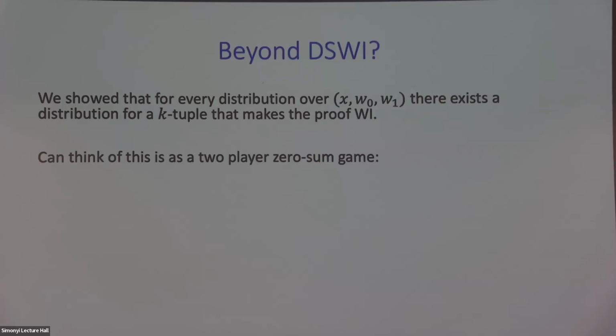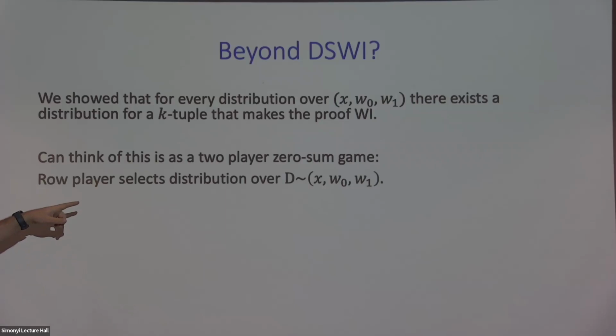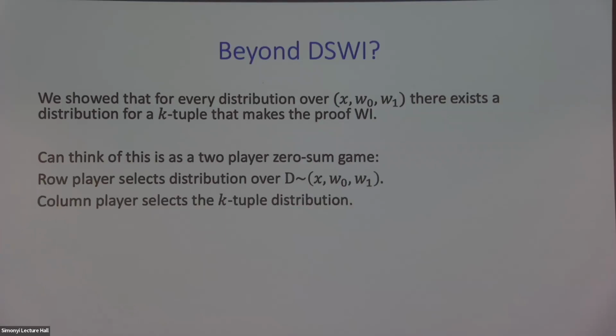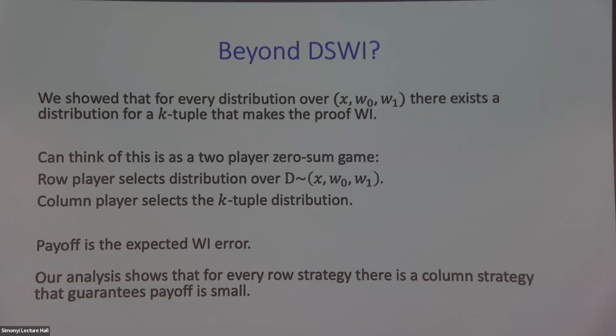What do I mean? Think of it as follows. There's a row player who chooses the distribution over the triplet, the distribution D. And there's a column player that chooses the distribution over the k-tuple. It's really k-1, all the other entries, whatever. And let's say that the payoff is the expected WI error.